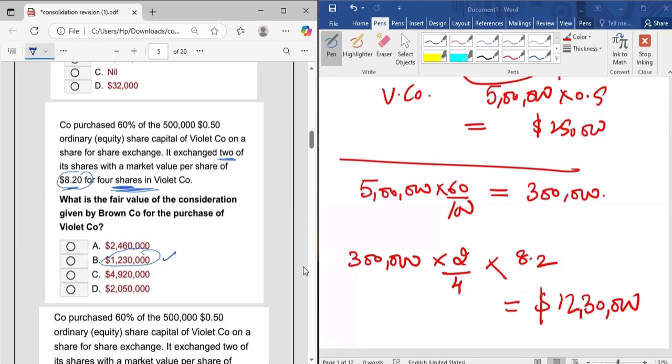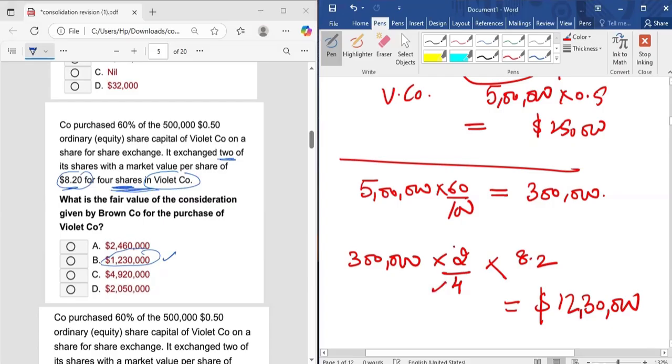Okay, let me again tell you what has happened here. X company has acquired Violet Company and how this acquisition has taken place. What is the purchase consideration? It is a share for share exchange, right? It means that X company has acquired some shares of Violet Company and in return it has also given some of its own shares. So it exchanged 2 shares with the market value per share of this for 4 shares in Violet Company. So it has taken 4 shares of Violet Company, which will go in denominator, and it has acquired 2 shares, so that will go in the numerator. And I'll multiply it by the share price of Violet Company. Okay. So the answer would be 12,30,000.